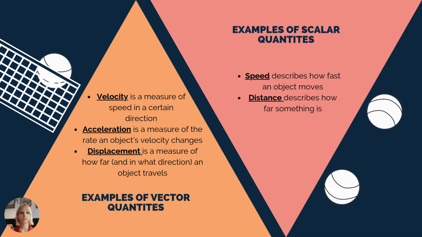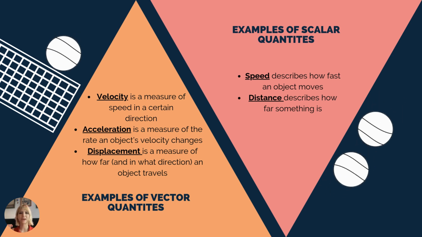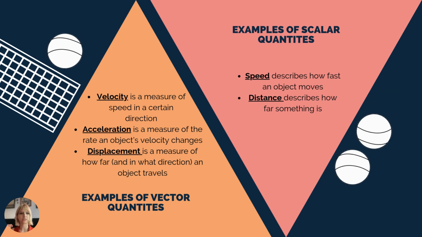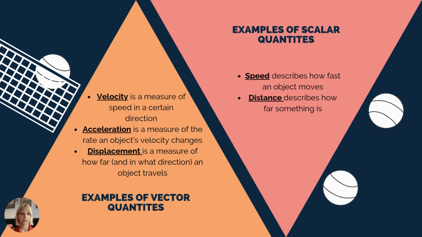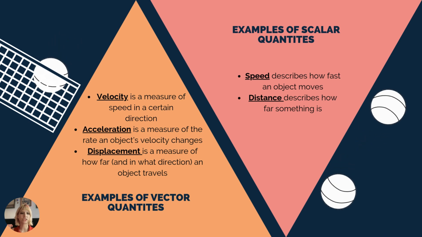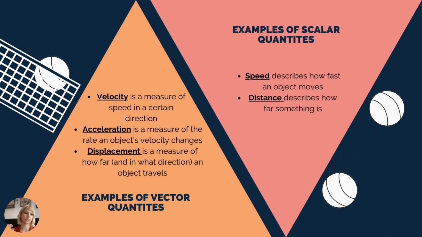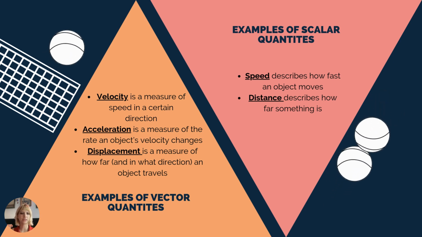So, some examples of vector and scalar quantities. I'm going to start with scalar. Speed is a scalar. It describes how fast an object moves, and distance describes how far something is. Velocity is a measure of speed in a certain direction, and acceleration is a measure of the rate an object's velocity changes. And don't worry, I'm going to go into more detail on these terms on the following slides. And displacement is a measure of how far and in what direction an object travels.